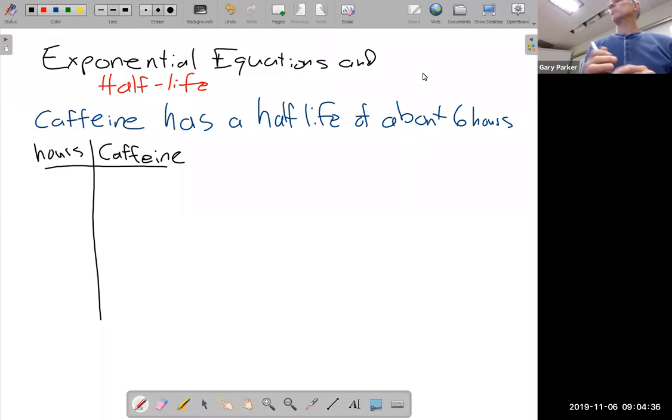Let's take a look at an exponential equation where half-life is involved. So I'm going to use the example of caffeine. It has a half-life of about 6 hours. So what that means is every 6 hours, half of the caffeine that was in your system is now gone.